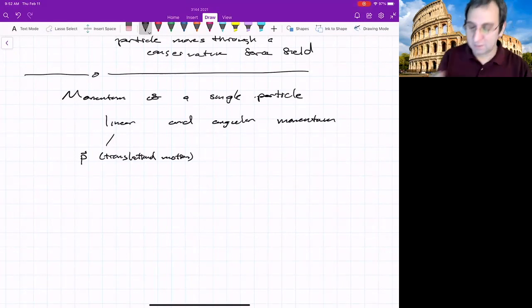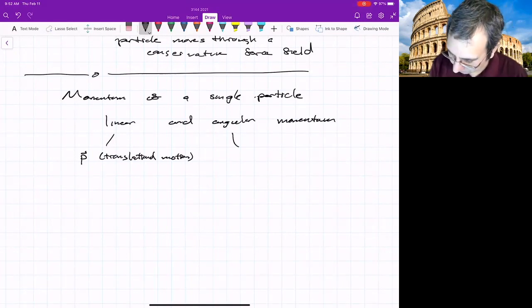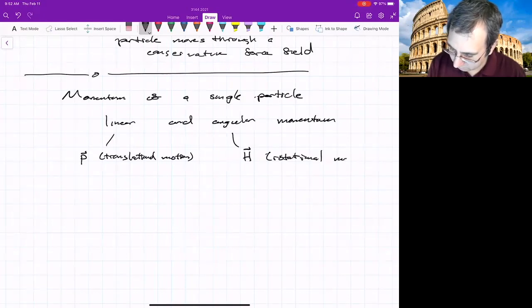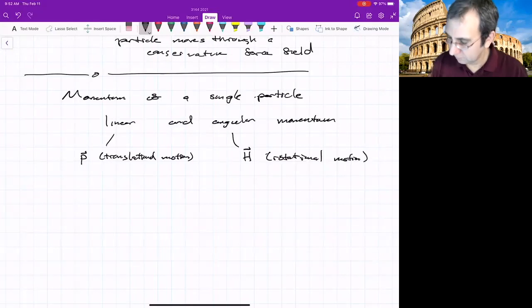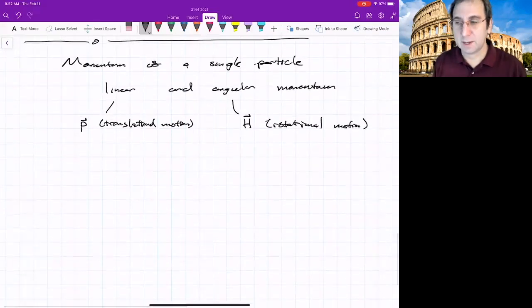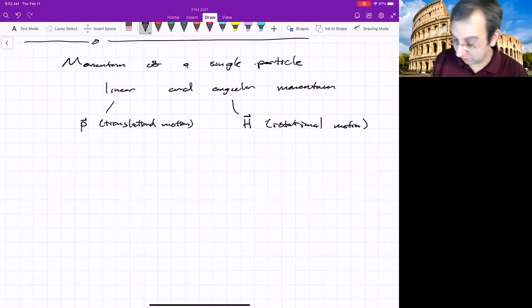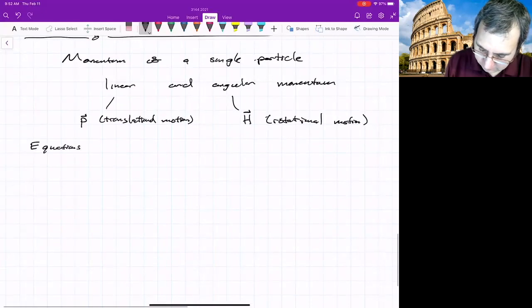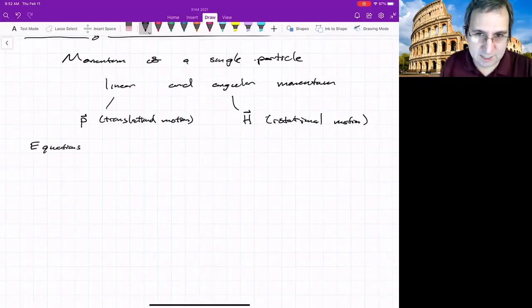It's translating. Angular momentum, we'll use capital H vector, and this is related to rotational motion. So eventually it'll be related to the rotational motion of a rigid body. And we'll talk about how it is related to a single particle. What do we mean by rotational motion of a single particle? And this is a high-level view. We'll look at details of this.